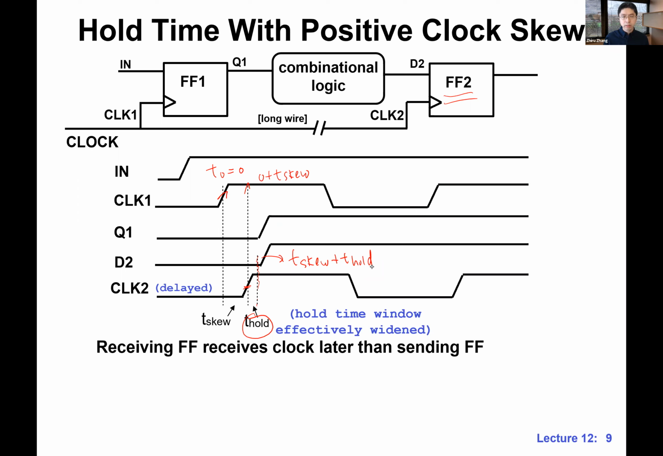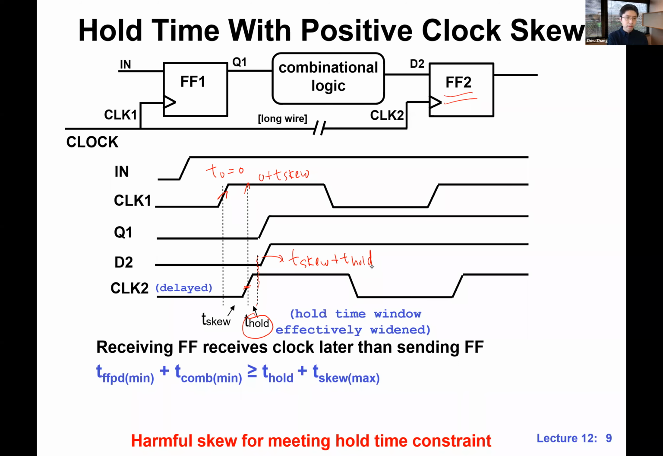Which I think you guys agree that this is bad, right? This is harmful for meeting hold time constraint. Okay, so if we agree on this, then the constraint, this inequality, is pretty straightforward. We have this one, right?